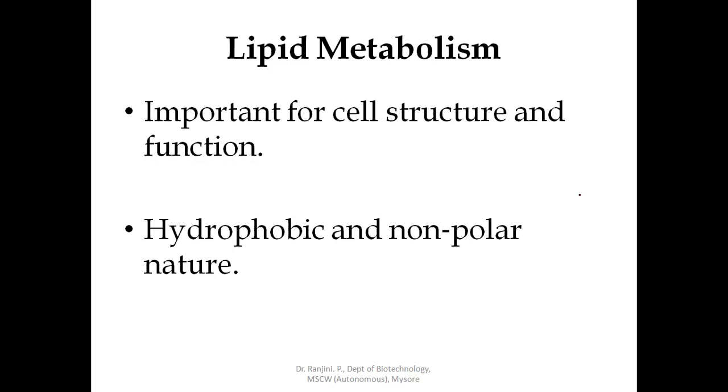These fatty acids are further classified as even chain fatty acid or odd carbon fatty acid. In the carbon skeleton, if they have an even number of carbon atoms, they are called even chain fatty acid. If they have an odd number of carbon atoms, they are called odd carbon fatty acid. Further, these are classified as saturated and unsaturated fatty acids. Saturated fatty acids do not contain double bonds, while unsaturated fatty acids contain one or more double bonds.